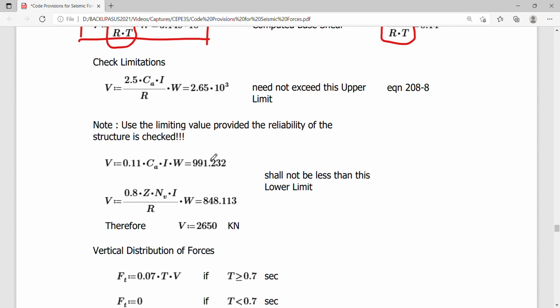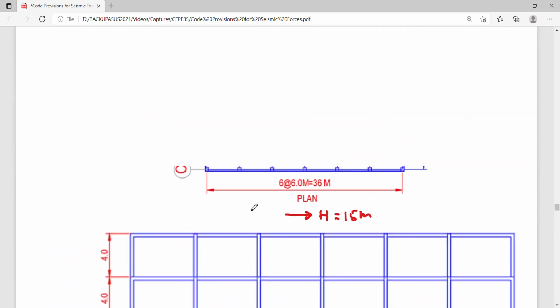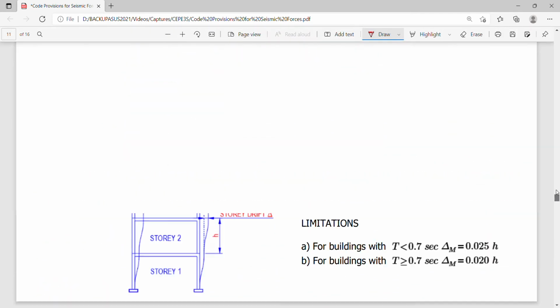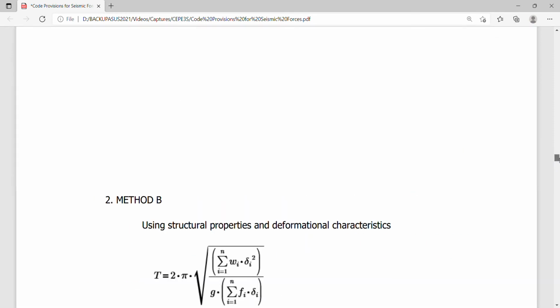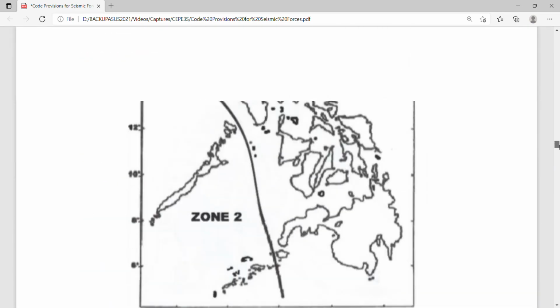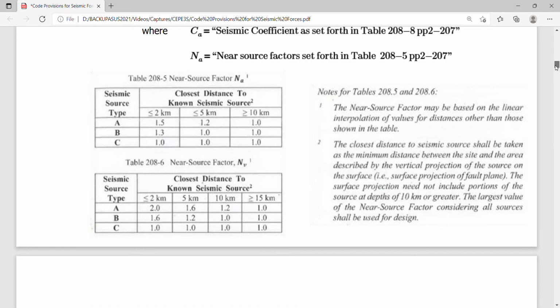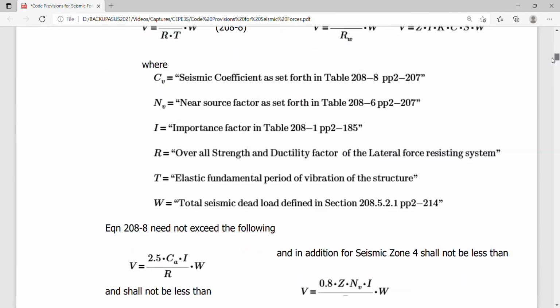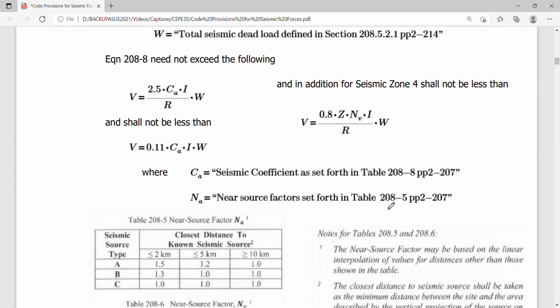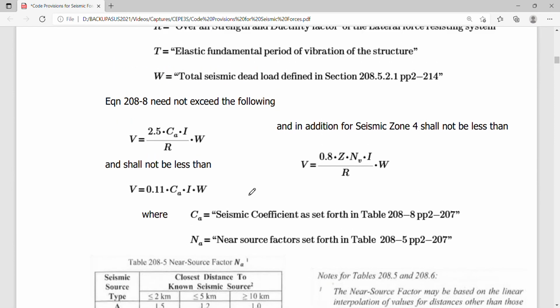So there are two, no? If you have to check your limitations, the lower limit for base shear, you have to check it for two formula. Okay, so you just check it. I don't know if it's just the same lecture I have here. Okay, so I think this is the one. Okay, so these are the two formula.